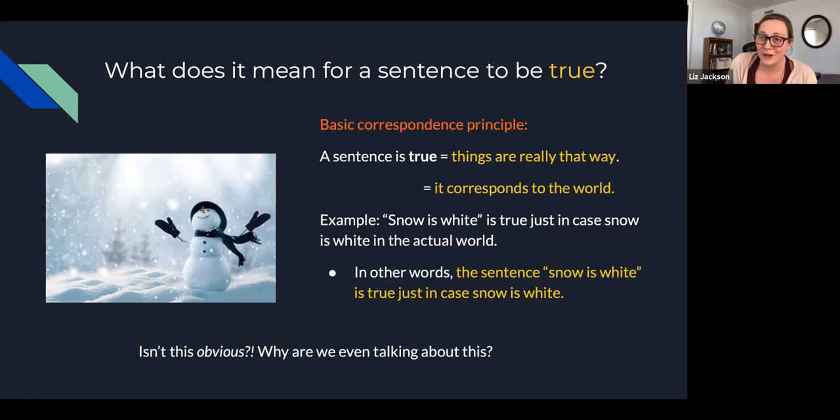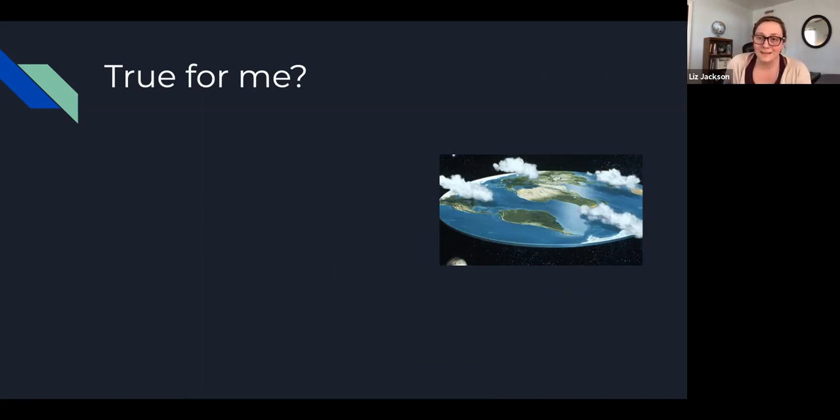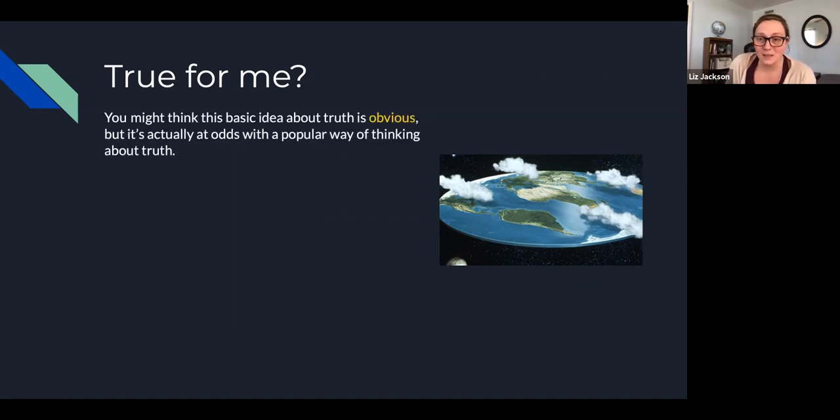Okay, so that almost sounds trivial. It's like, that's just such an obvious point. Why are we even talking about this? Of course, snow is white is true if snow is white. So here's why I think this is important and actually even potentially controversial. People like to say the phrase "true for me." Because of this phrase, I actually think the correspondence principle is at odds with a popular, but I think totally wrong way of thinking about truth.